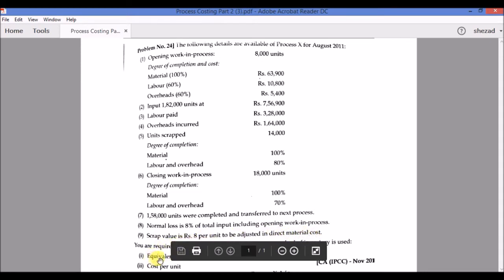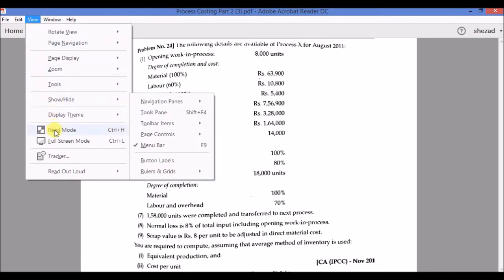Okay, you are required to prepare equivalent, so you all are not able to view. Okay, just let me get the full screen mode on.